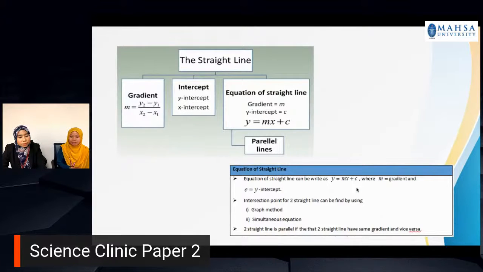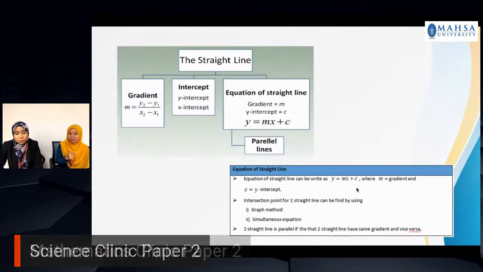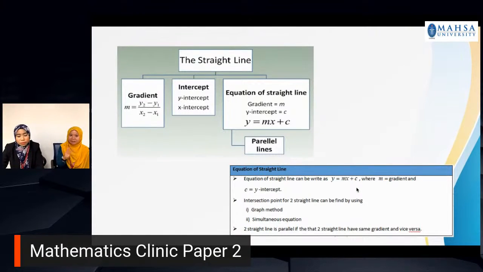Next, today I'm going to teach the straight line topic. In the straight line topic, the most important formula is y equal to mx plus c. You must know the meaning of m, and also the meaning of c. m is the gradient, and c is the y-intercept. That is the most important thing.